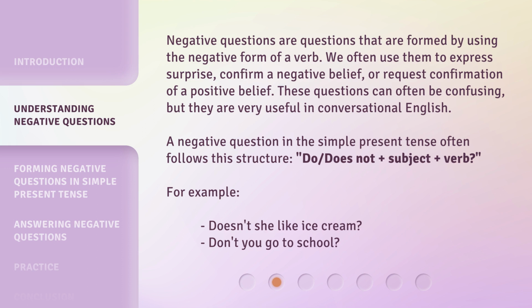A negative question in the simple present tense often follows this structure: do or does not plus subject plus verb. For example, doesn't she like ice cream? Don't you go to school?